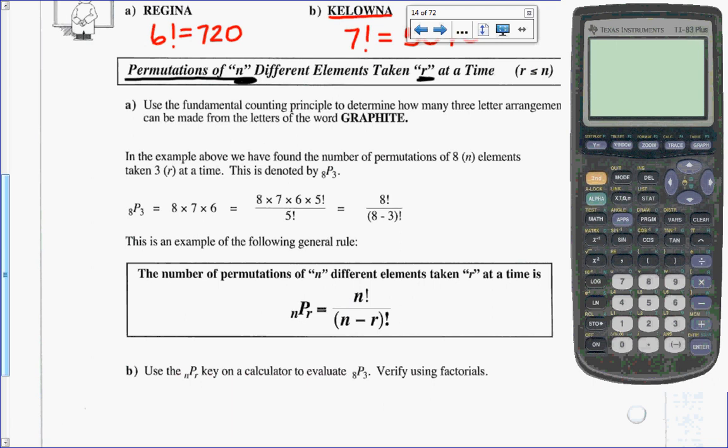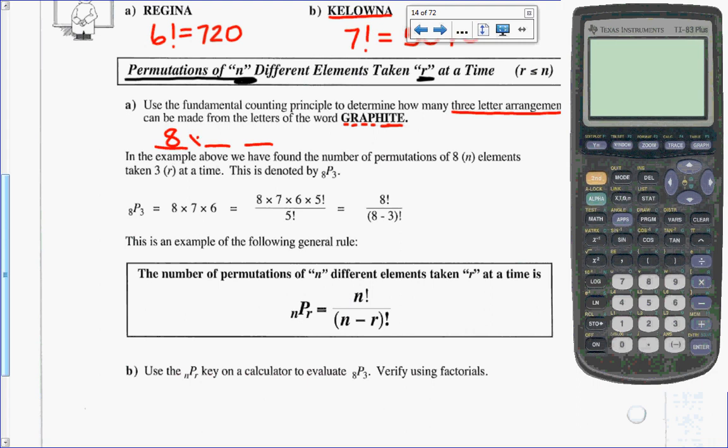From the letters in the word graphite. Okay, so how many letters are there in the word graphite? 1, 2, 3, 4, 5, 6, 7, 8 letters in the word graphite. And this time I'm making a 3-letter arrangement, so that means I'm going to have 3 letters in this word. How many letters do I have available that I could put in this first spot?